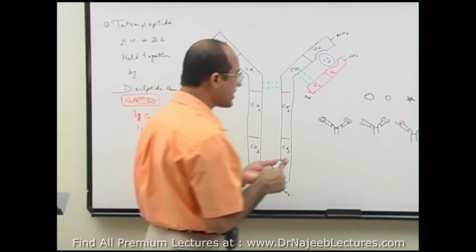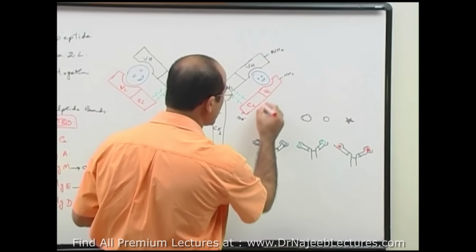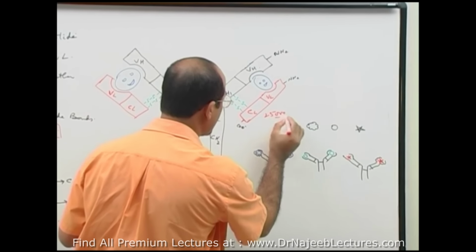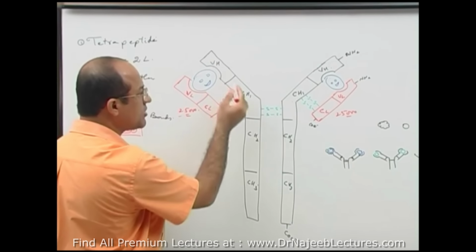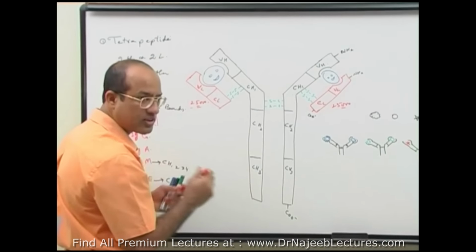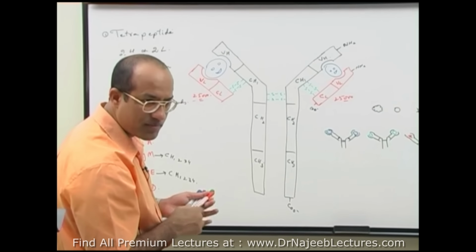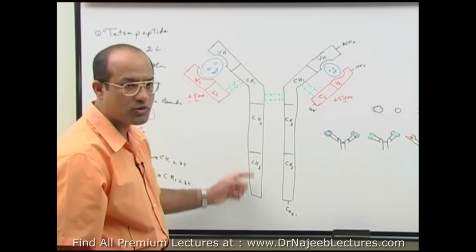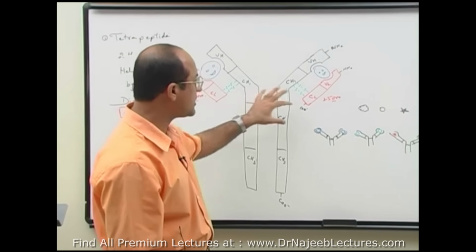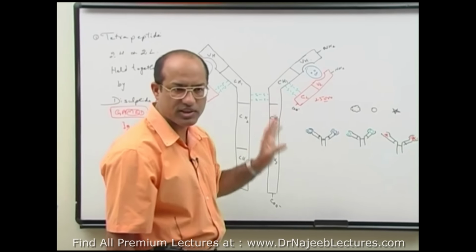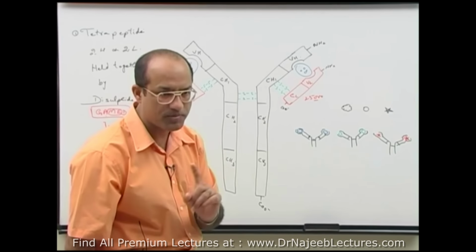Because the molecular weight is less. Usually the light chain's molecular weight is about 25,000 and the molecular weight of the heavy chain is 50,000 to 70,000, depending upon whether there are 3 or 4 constant regions, right? So there are 4 peptides held together by disulfide bonds, 2 light chains and 2 heavy chains, in a typical antibody molecule. Is that right?